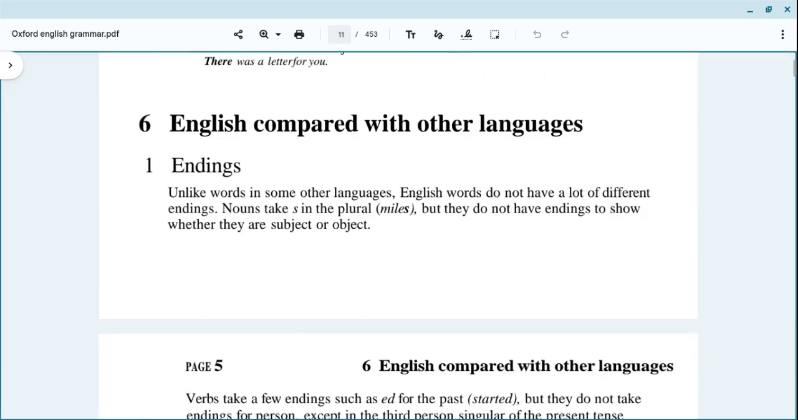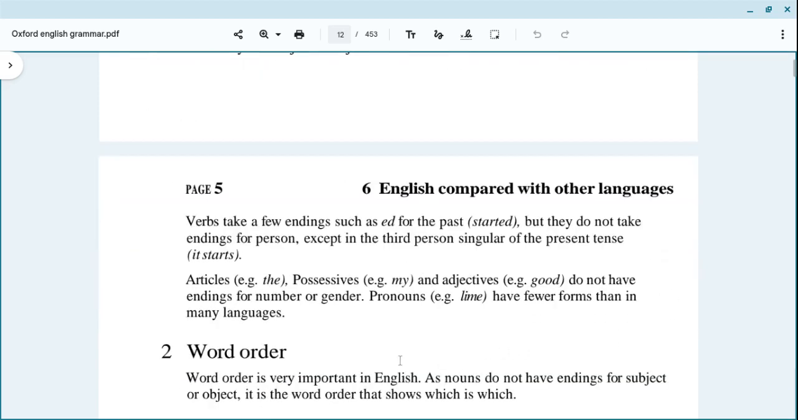Okay, English compared with other languages. We're going to the endings. Unlike words in some other languages, English words do not have a lot of different endings. Nouns take s in the plural, miles, but they do not have endings to show whether they are subject or object.